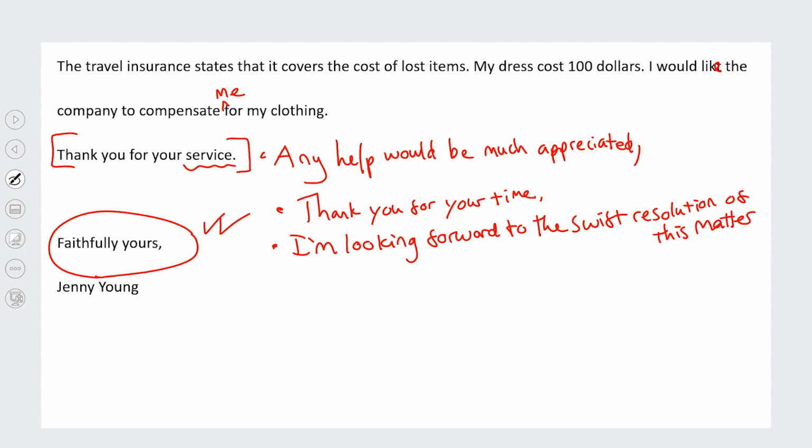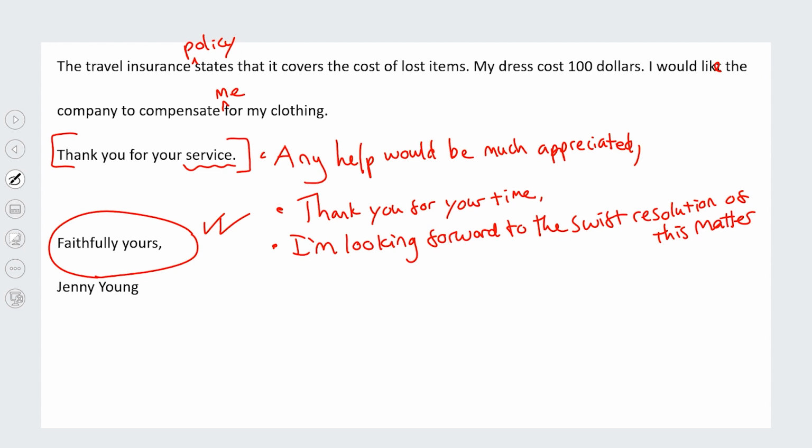This is good that you're telling them what you want them to do. You've read back your travel insurance. You could say, if you wanted to be more specific, the travel insurance policy states that it covers the cost of lost items. So the travel insurance is kind of like the general thing, and then the actual paper certificate that you sign is called the policy.